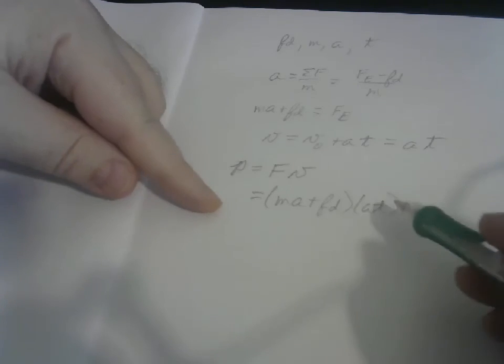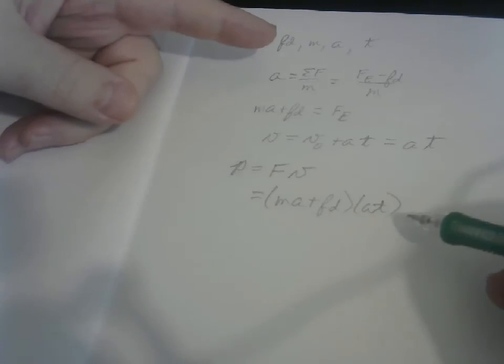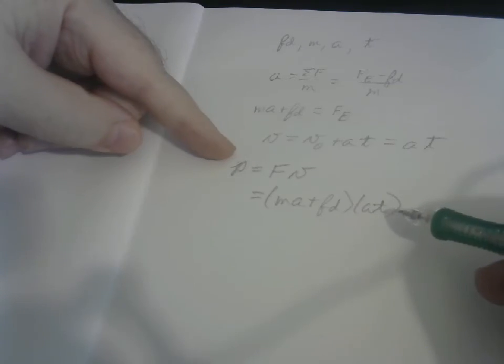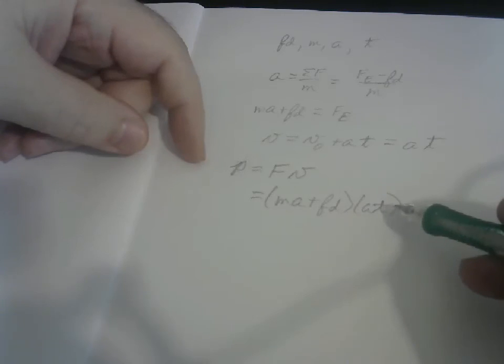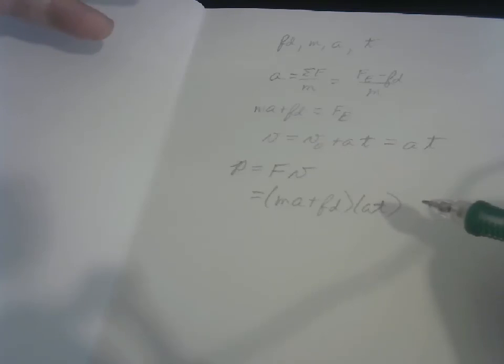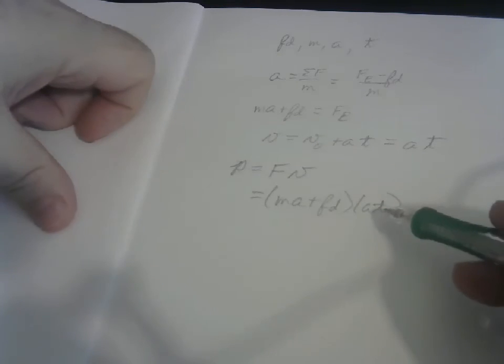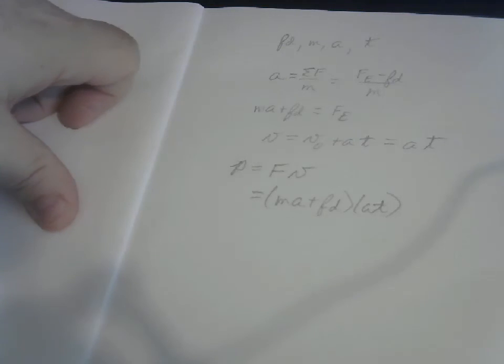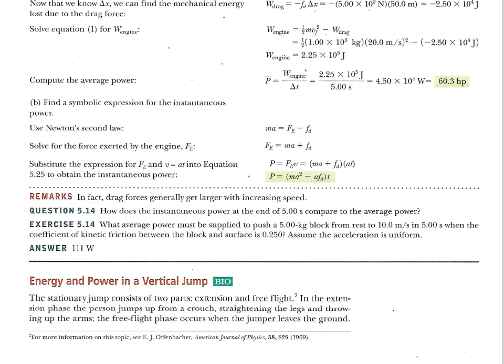So you notice that this power is increasing linearly with time. Oddly enough, at the very beginning when t equals 0 and the velocity is 0, there's no power coming from the engine. But as it gets faster and faster, there's more and more power coming from the engine, more and more wattage. And they have this remark here that says, in fact, drag forces generally get larger with increasing speed, but even without an increasing drag force, we have an increasing wattage coming out.